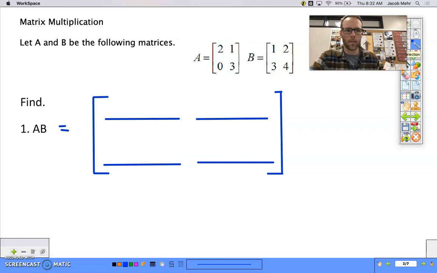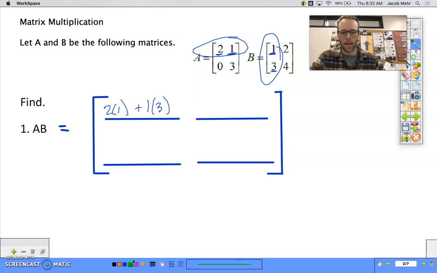But if I want row 1, column 1, I take row 1 in the first matrix, and column 1 in the first matrix. Or like I just like to call this top left. So I'm going to take the top row in the first matrix times the left column in the second matrix. Now how do I do that? Well, I take 2 times 1, 2 times that 1. Then we add 1 times 3. And that's how I get that spot.